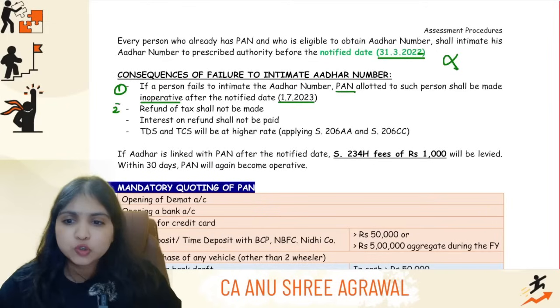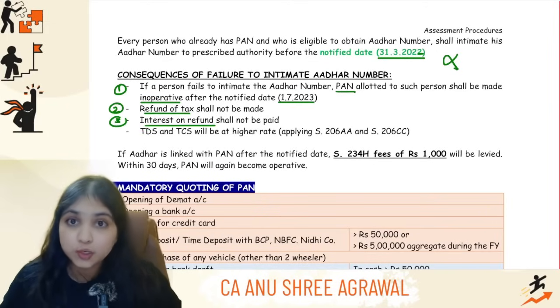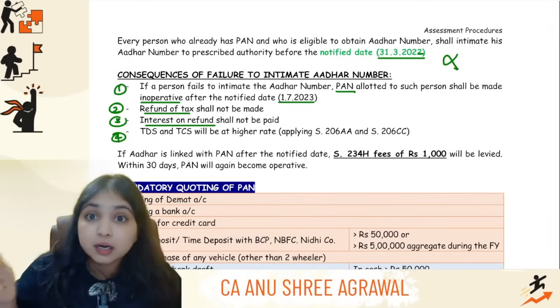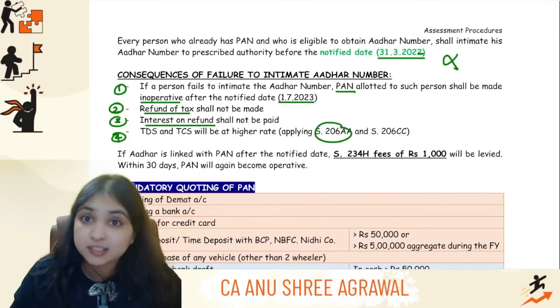Then point number 2, you will not get a refund of income tax and all. Point number 3, interest on refund also you will not get. And point number 4, your PAN has become inoperative, which means it is as if you don't have a PAN number. So if you don't have PAN, TDS higher rate will apply, 206AA, and TCS higher rate will apply, 206CC.